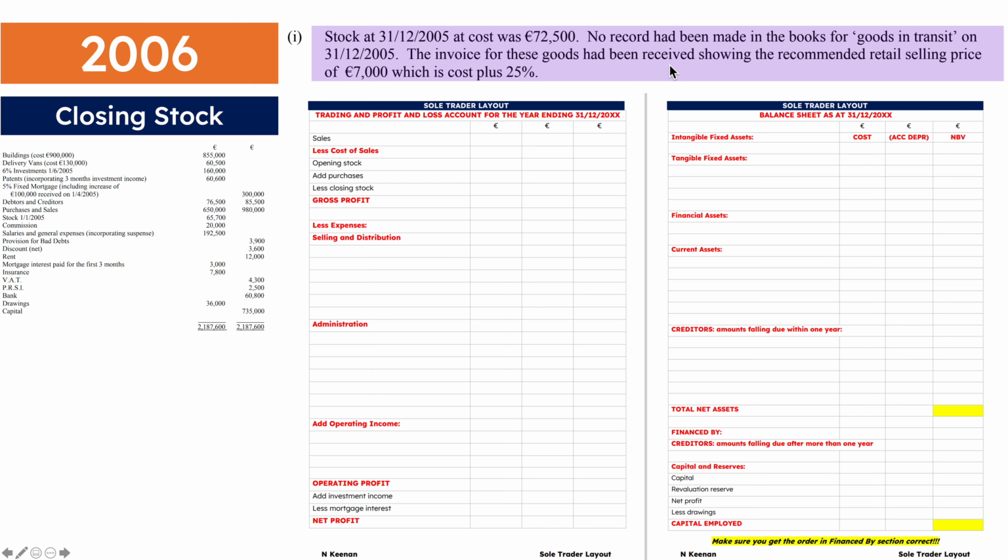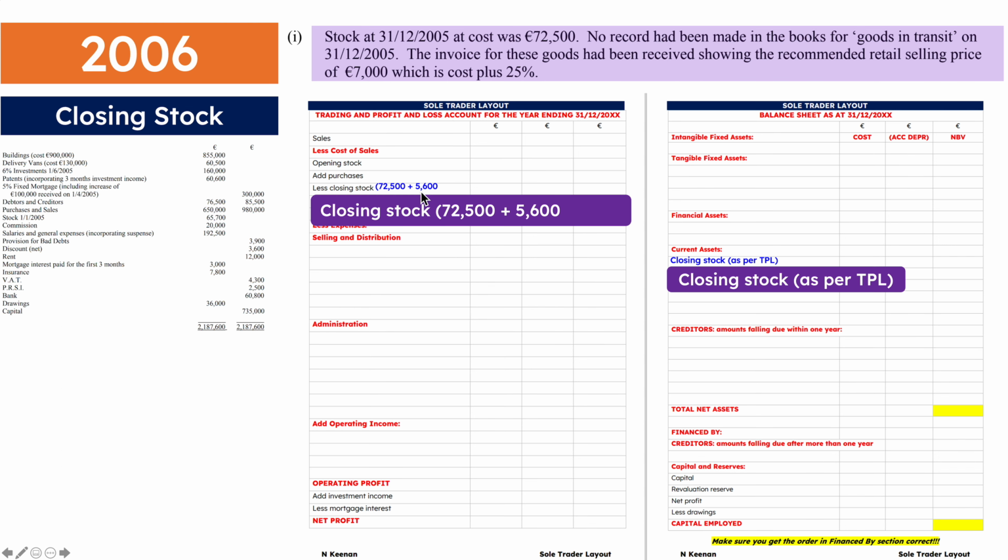Received from who? It's been received from a creditor. So they sold us the goods on credit and then they sent us the invoice to say this is how much you owe us. So closing stock 72.5 plus 5.6. How did I get 5.6? Well, the invoice shows recommended retail selling price of 7,000, which is cost plus 25. So the cost price to us was also on that invoice, but the examiners just aren't telling us that. But 7,000 divided by 125 multiplied by 100 is the cost price. So we add 5.6 to the closing stock.